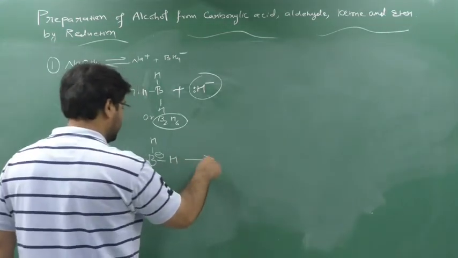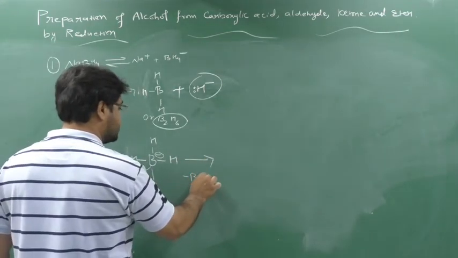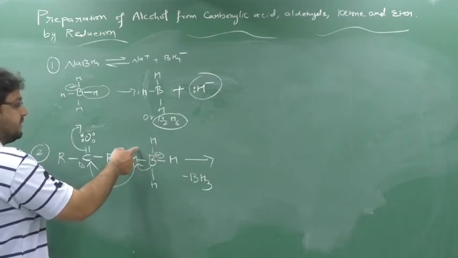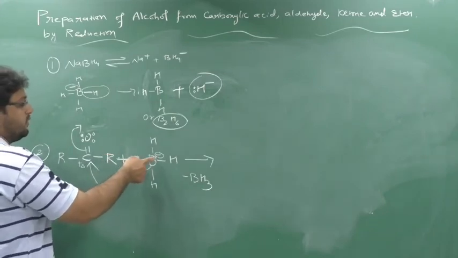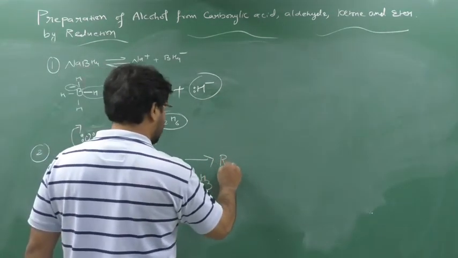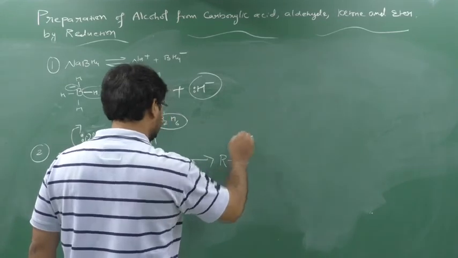So what will it form? We will see here. First BH3 will be generated, because this boron will release H, so the minus charge will be given to this H. Boron will release from this minus charge and forms here BH3. What will be generated here? RCO minus.